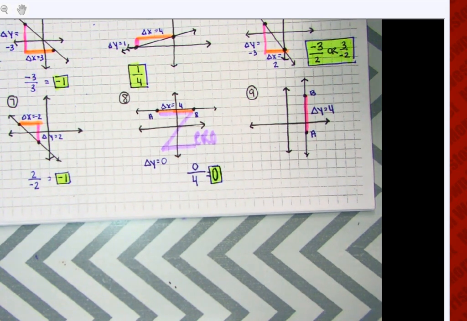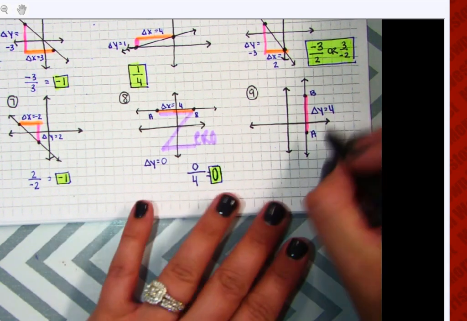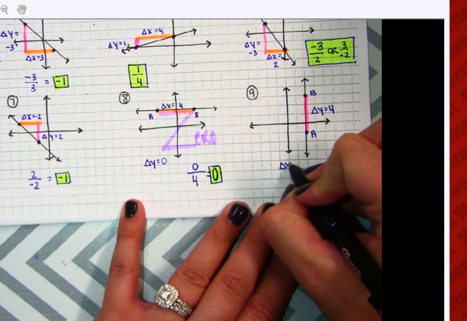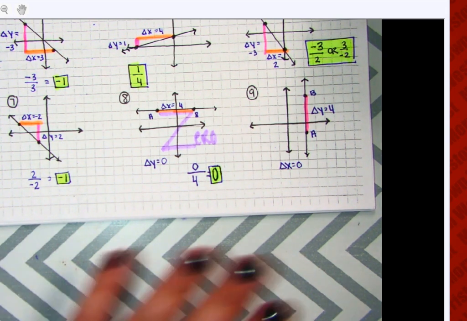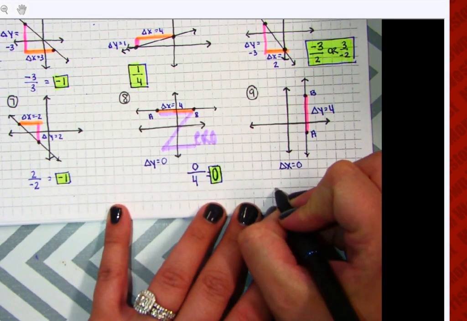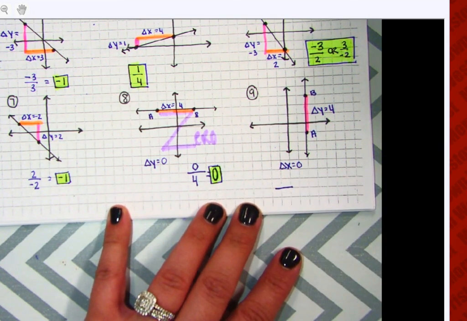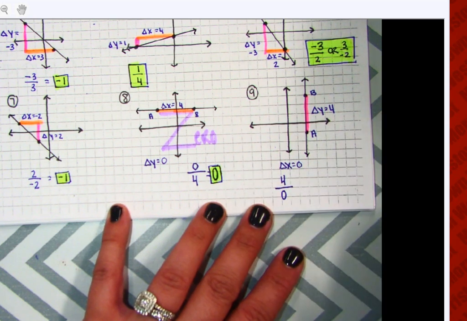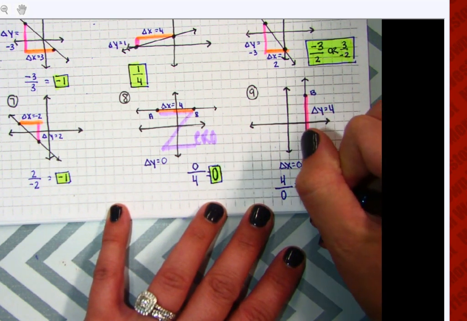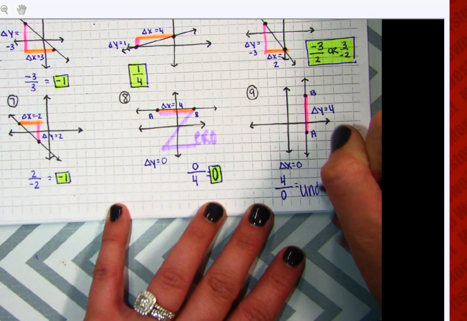What's our change in X? 0. I'm just going to write it down here: my change in X is 0 because I'm not moving left or right. I'm only going up and down. What does our fraction look like? This one's going to be undefined, but let's put the numbers in there first. 4 over 0. Anytime 0 is in the bottom, that fraction is undefined.